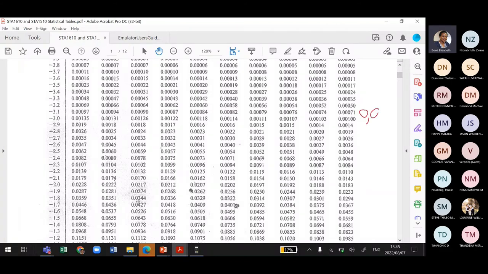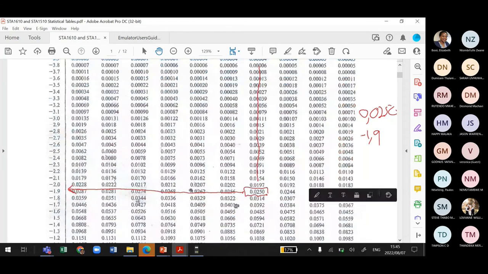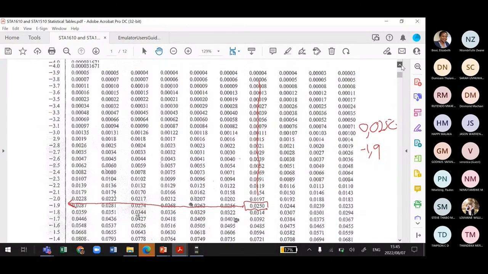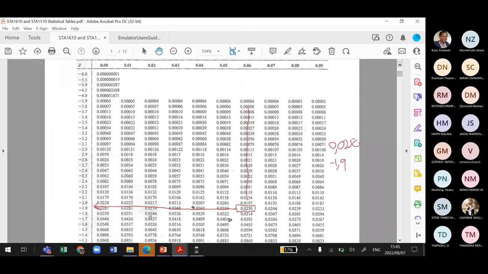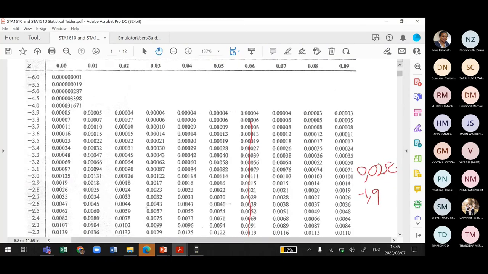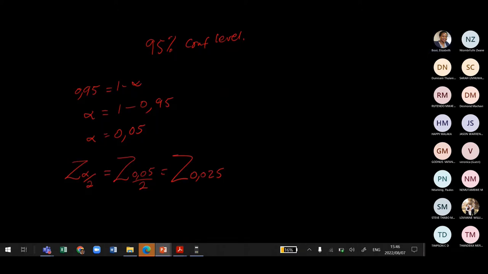Let's write it here again, 0.0250. So we're looking for 0.0250. And I go out, minus 1.9, and I go up. When we go up, the last digit is 6. So our critical value is -1.96.